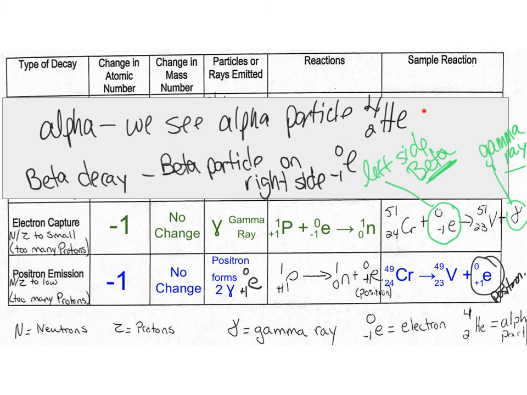If you see helium, that's an alpha particle. If you see beta decay, it's because this beta particle is on the right side. For electron capture, if you see the beta particle on the left side and a gamma ray, that's electron capture. And for positron emission, we have that positron that has a positive E.